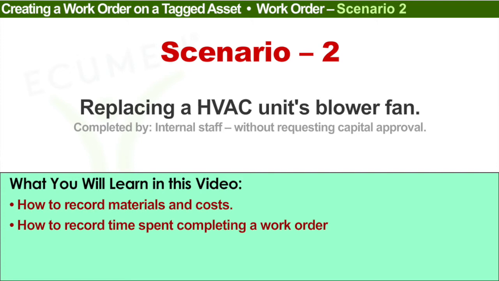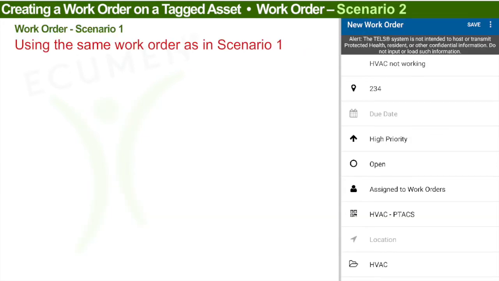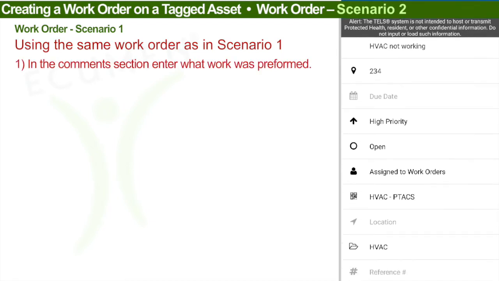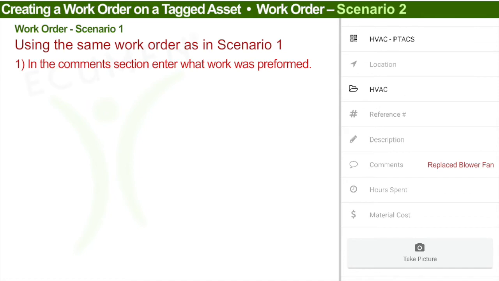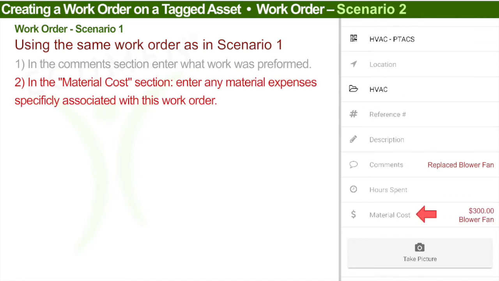What you'll learn in this video is how to record materials and costs and track time. Using the same work order as Scenario 1, in the comments section, enter what work was performed. So in this case, a blower fan. In the material cost section, enter materials and any expenses spent on materials. So in this case, a blower fan.